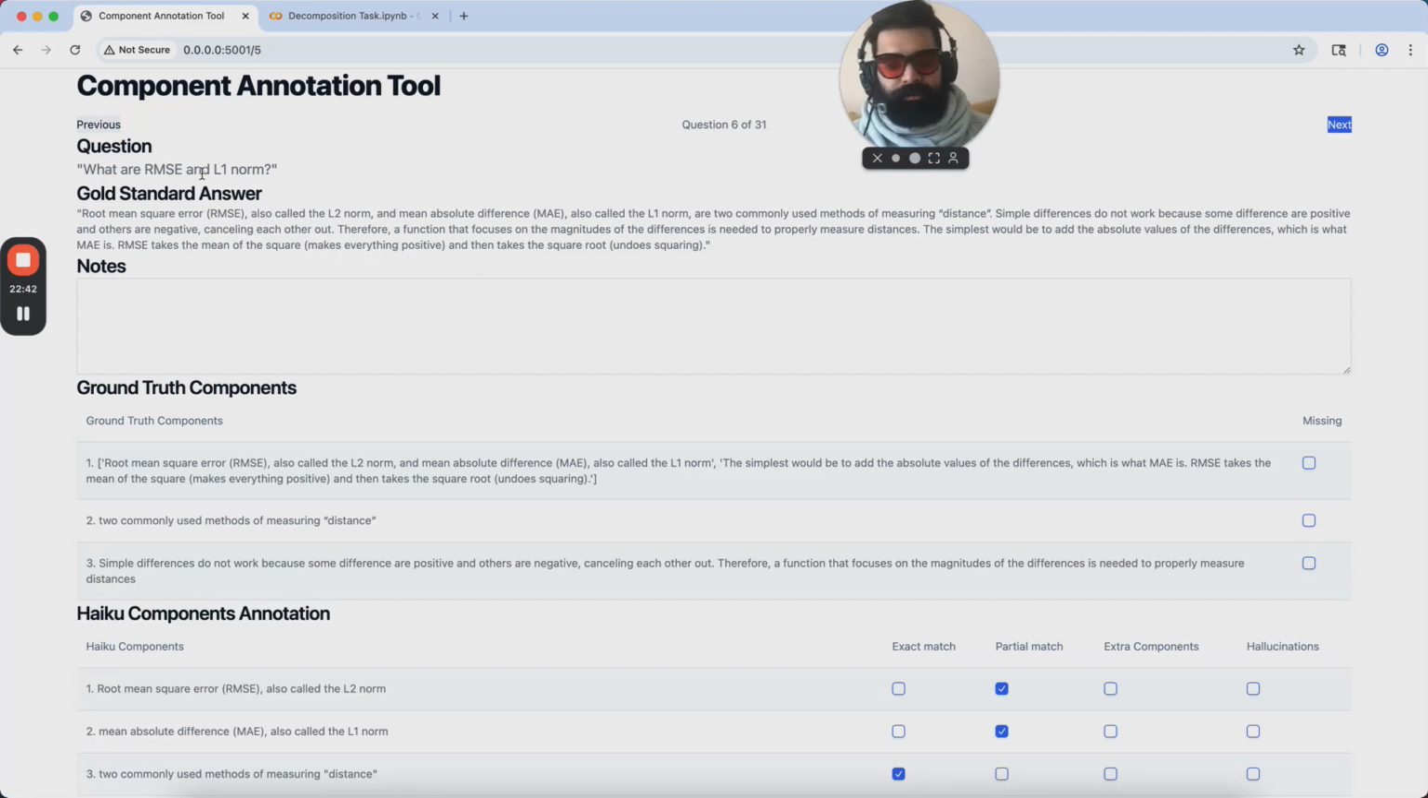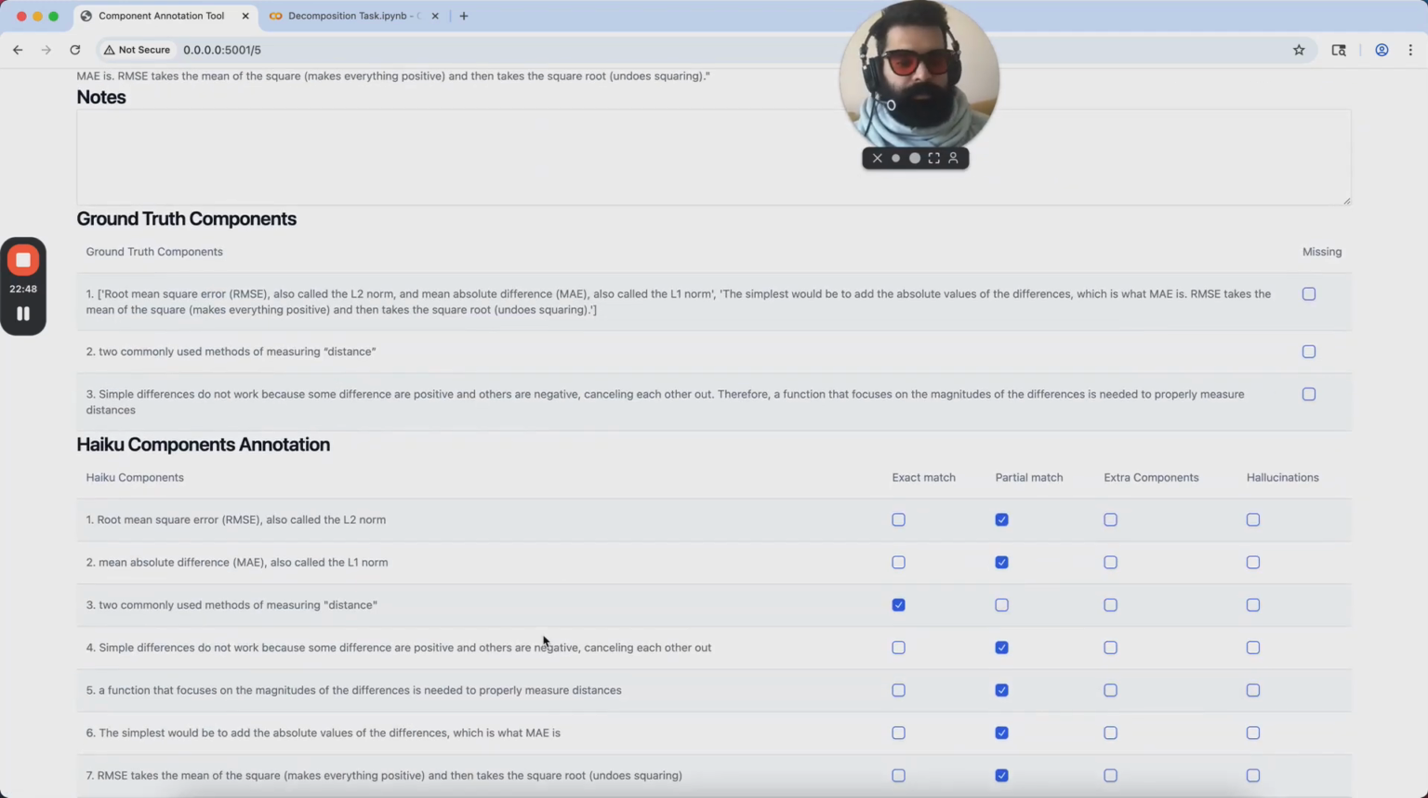Okay, what are RMSE and L1 norm? 3 versus 7. Okay, so there's one exact match. Two commonly used methods of measuring distance. My ground truth component is, again, just a reminder that I, technically, quote unquote, cheated compared to Haiku when I generated my ground truth components, because I was looking at the text and then looking back at my component, then looking at the text again, kind of making determinations of what the component should be based on what was being retrieved.